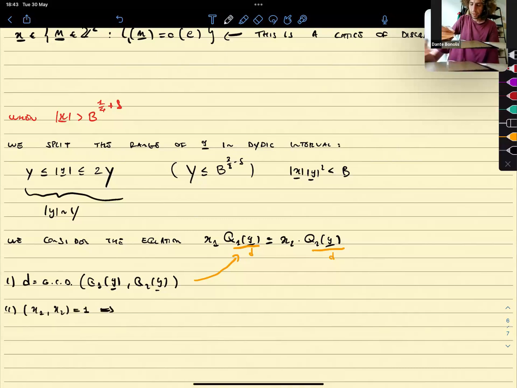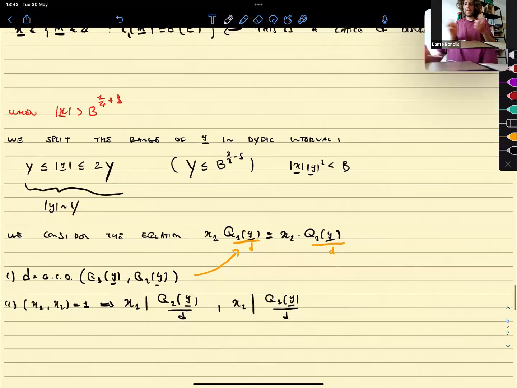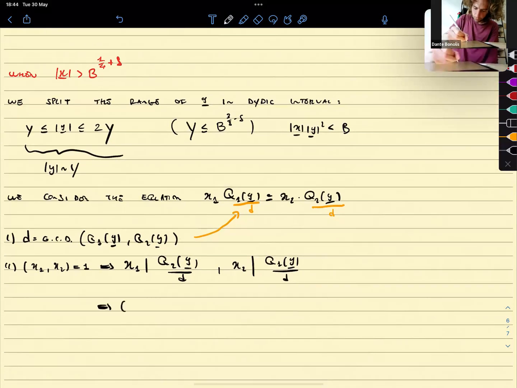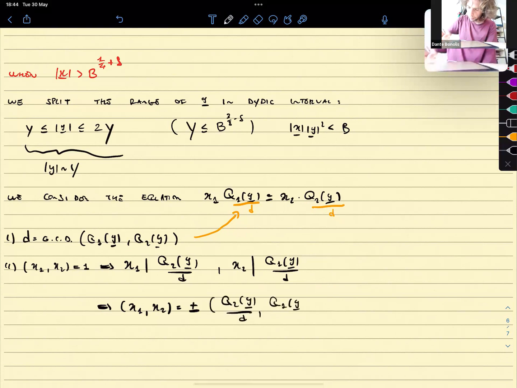So this implies that x1 needs to divide Q2y over D, and x2 needs to divide Q1y over D. But the same is true for Q2y over D and Q1y over D, because we just took off their GCD. So this implies that we can explicitly define x1, x2, and this is given by plus or minus Q2y over D and Q1y over D.